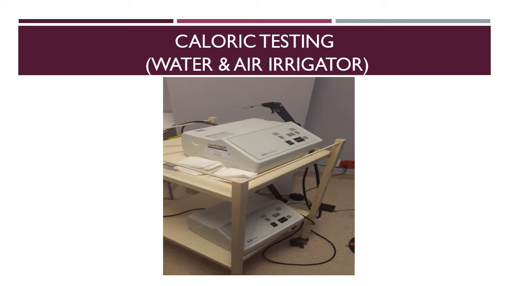Now let's look at the photo shown here. This is our irrigator unit. We have two irrigators. The one on the trolley is the water irrigator, and the one below is the air irrigator. The difference between air and water irrigator is the nozzle part, which we use to present the air or water inside the ear canal. The water irrigator has a longer and smaller nozzle as compared with the air irrigator. So we can put the tube tips on the adapter to prevent injury to the eardrum, and this tip can be sterile to protect against contamination.